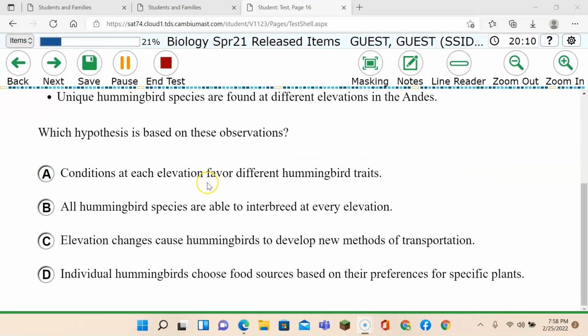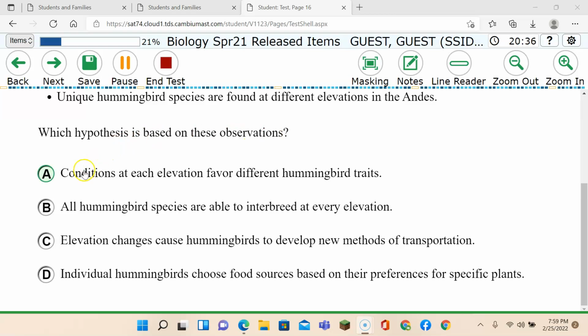A, conditions at each level favor different hummingbird traits. B, all hummingbird species are able to interbreed at every elevation. Species don't interbreed with each other. C, elevation changes causes hummingbirds to develop new methods of transportation. D, individual hummingbirds choose food sources based on their preference for specific plants.